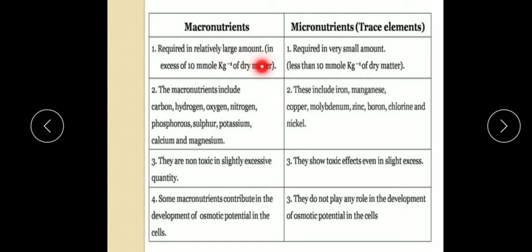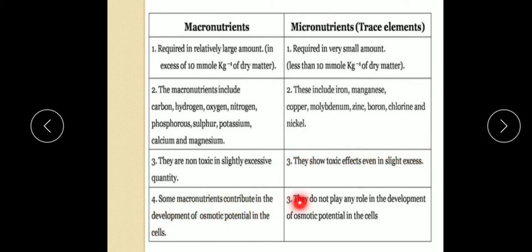Let us see the examples of micronutrients and macronutrients. Macronutrients include carbon, hydrogen, oxygen, nitrogen, phosphorus, sulfur, potassium, calcium and magnesium. Micronutrients are iron, manganese, copper, molybdenum, zinc, boron, chlorine and nickel. So these are the minerals required for the proper growth of the plant. Macronutrients are non-toxic in slightly excessive quantity, but micronutrients show a toxic effect if their amount increases. So they are required in very small amounts.